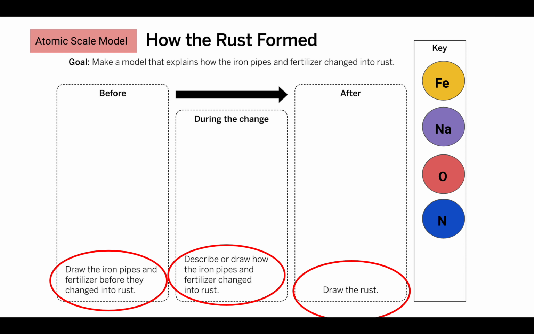And then you'll have the sodium and the nitrogen molecules left over. You need to represent them, have them in the box, but it doesn't matter in what order because I'm not looking at those. I'm just looking at your rust. All right? Let me know if you have any questions about that.